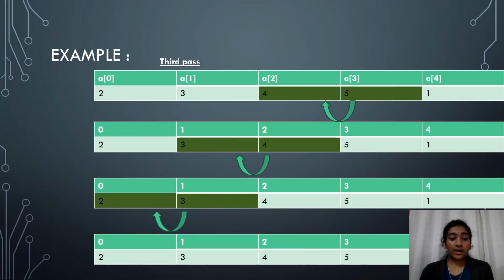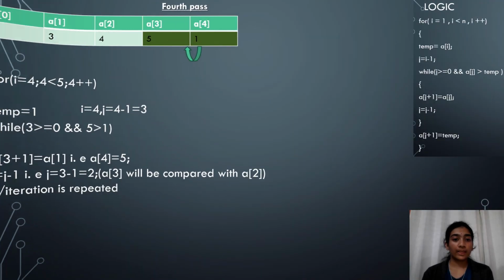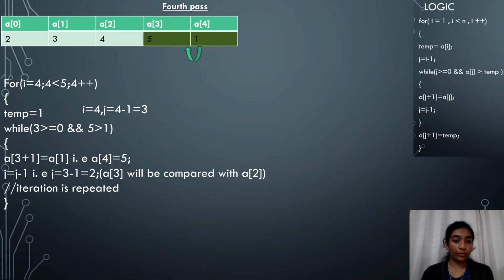So in the third pass, the i value is incremented to 3, and then the conditions are checked and it is arranged. And in the third pass, the final arranged order is 2, 3, 4, 5, and 1. So when coming on to the fourth pass, the i value will be incremented and become 4. i equals 4, 4 less than 5, 4 plus plus. It will enter the loop.